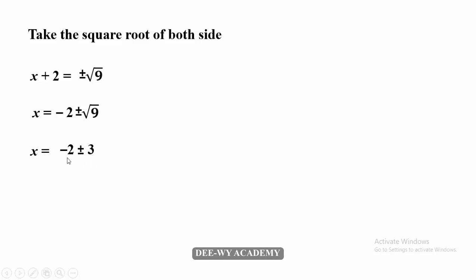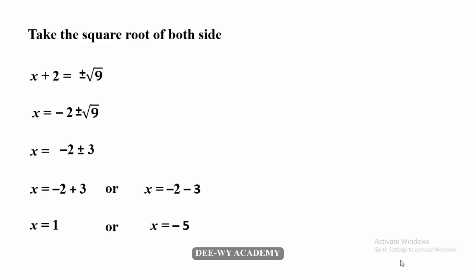So it means that the value of x is either minus 2 plus 3 or minus 2 minus 3, because our x is equal to minus 2 plus or minus 3. And if x is equal to minus 2 plus 3, we have 1, because minus 2 plus 3 is equal to 1. Or if x is equal to minus 2 minus 3, we have minus 5. Therefore, the value of x is equal to 1 or minus 5.